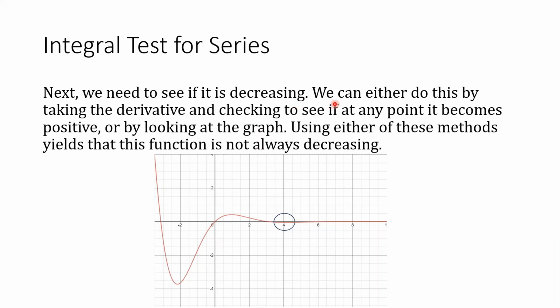So now we need to see if it is decreasing. We can either do this by taking the derivative and checking to see if at any point it becomes positive, or by looking at the graph. Using either of these methods yields that this function is not always decreasing. This is probably very difficult to see, but this function actually dips under the graph over here and increases again, crossing it several times. And if you want an even more obvious example, well, near the beginning, it's already increasing. However, I'm not sure if it's still increasing once it crosses the point x is equal to 1, which is why I highlighted this point over here.